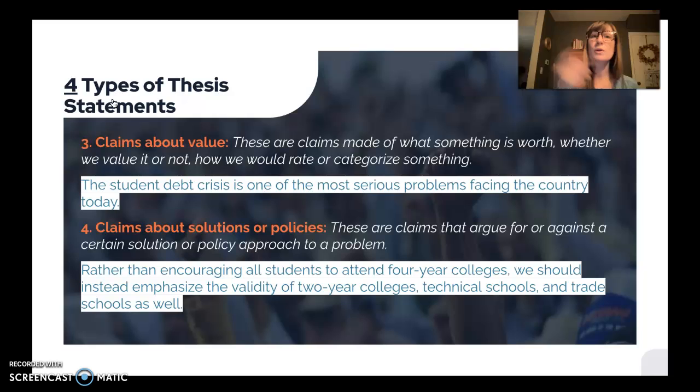All right, now last but not least, option number 4, these are claims about solutions or policies. So very similar to cause and effect, this is going to argue for or against a certain solution to a particular problem. For example, rather than encouraging all students to attend 4-year colleges, we should instead emphasize the validity of 2-year colleges, technical schools, and trade schools as well. I really like the way that lays out the structure of that particular argument. So you can see this is going to be a speech all about proving that this is the best solution to that problem.